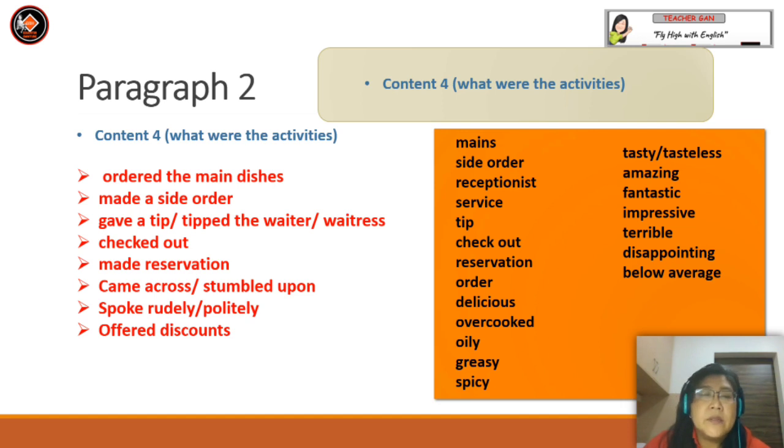So let's look at content 4. What were the activities? You can write, for example, order the main dishes, make a side order, get a tip or tip the waiter or the waitress, check out, make a reservation, came across or stumble upon, spoke rudely or spoke politely, or offered discounts.